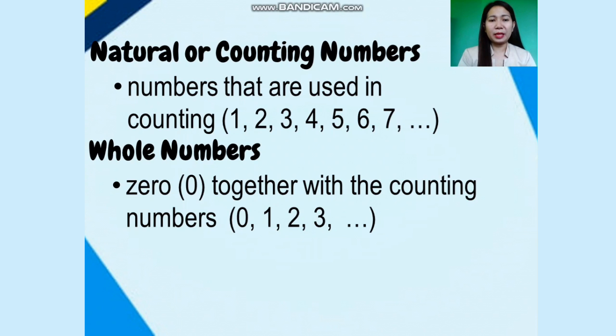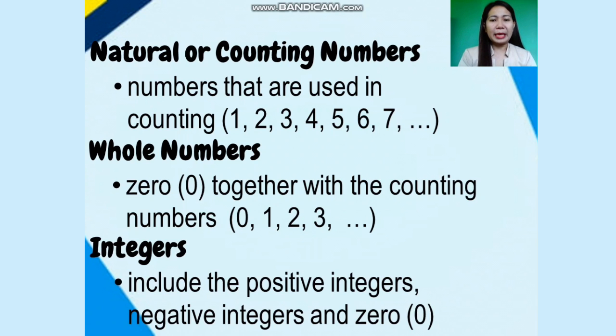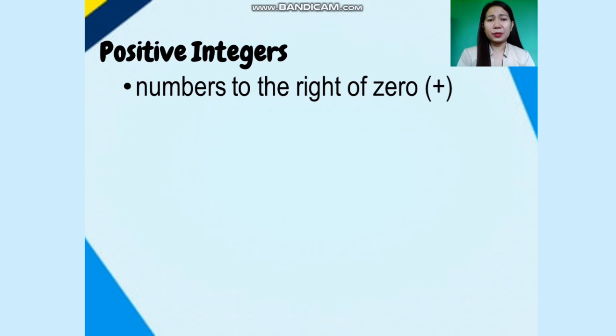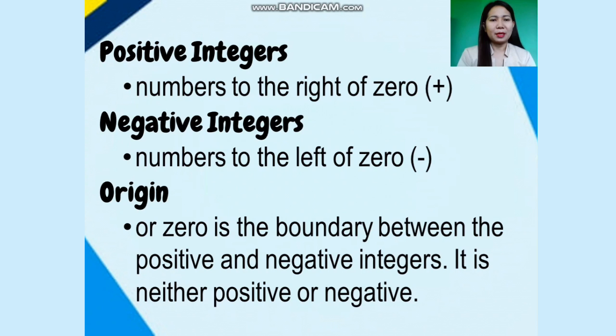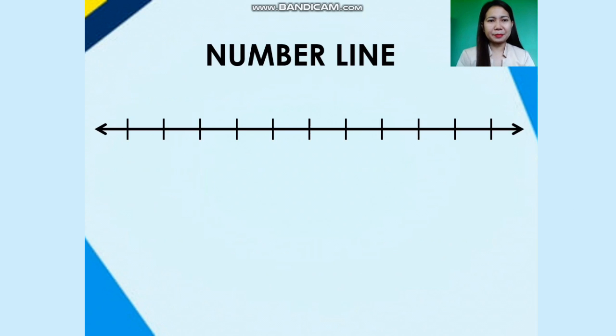Next are the whole numbers. This is 0 together with the counting numbers. And we have the integers. These include the positive integers, negative integers, and 0. Positive integers are numbers to the right of 0, which use the positive sign. Negative integers are the numbers to the left of 0, which use the negative sign. Origin, or 0, is the boundary between the positive and negative integers. It is neither positive nor negative.